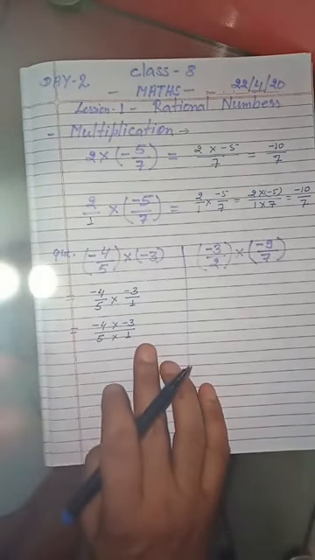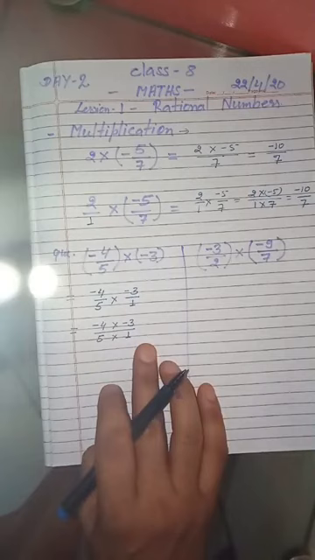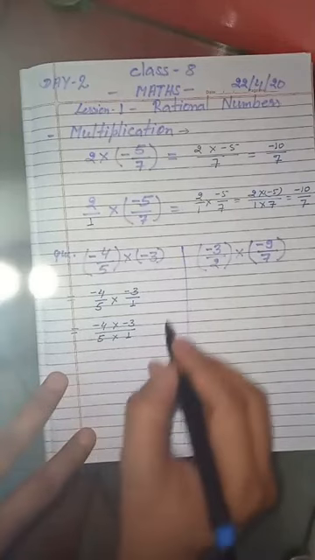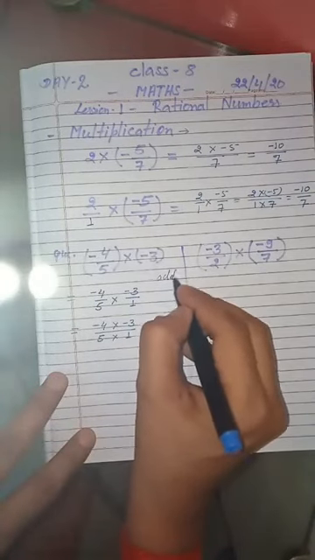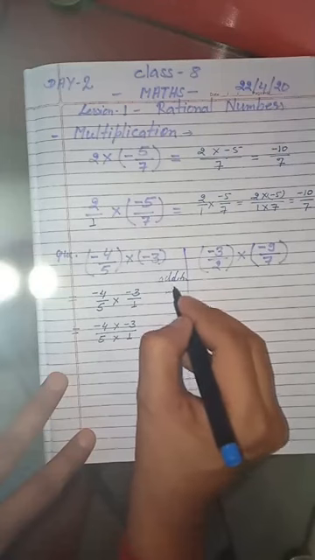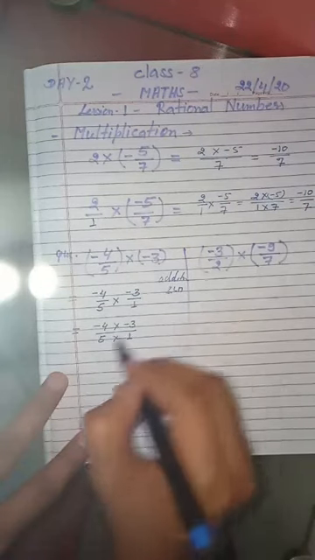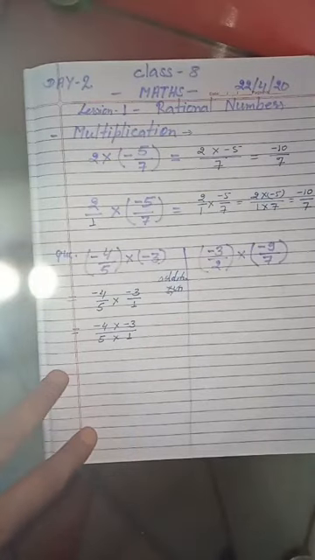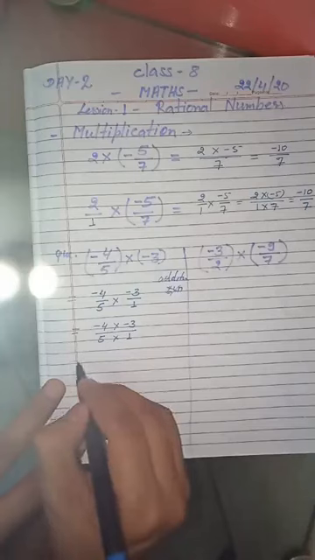As you know, in addition we take the LCM, but for multiplication we do not need the LCM. For addition we need LCM, but for multiplication we don't. Is it clear? Now the next step.